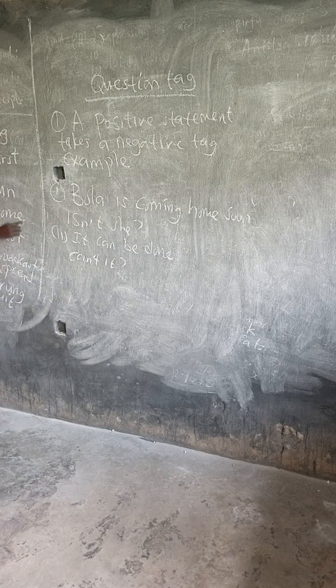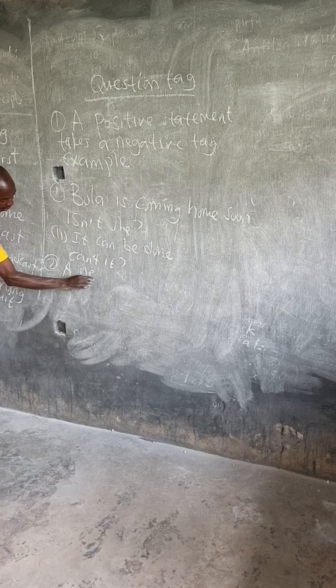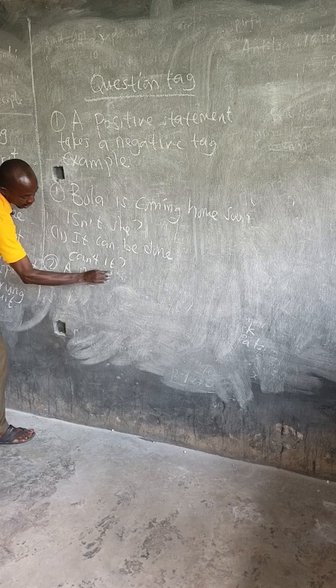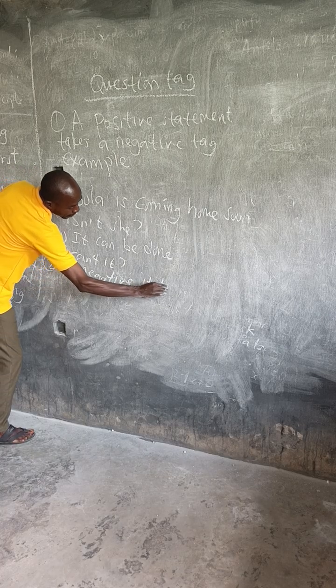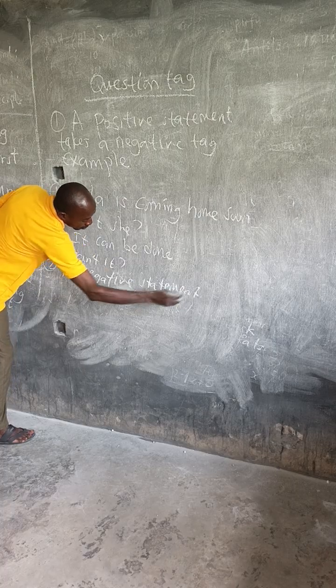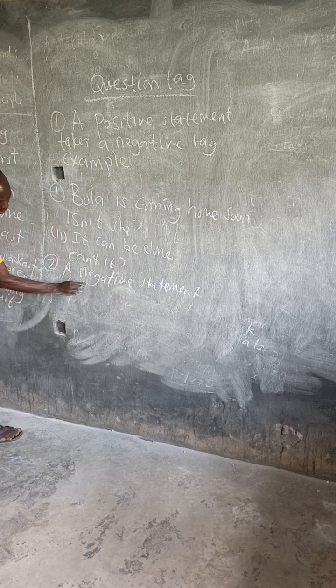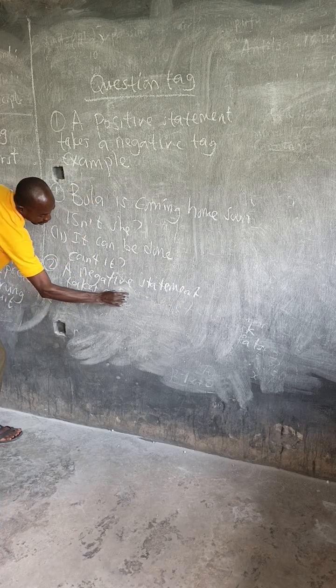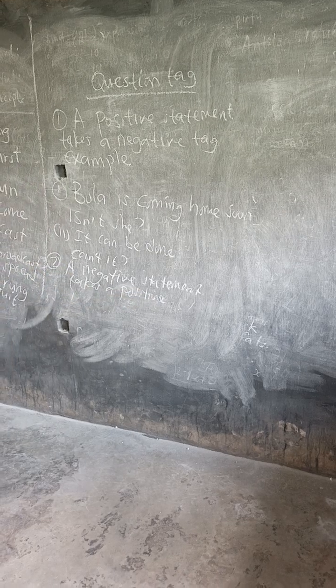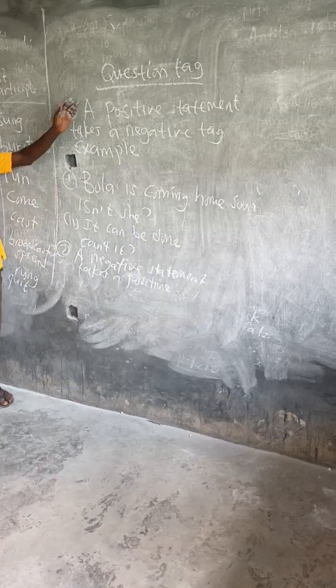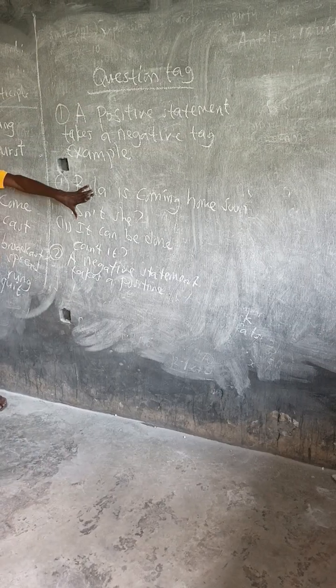So the second principle is what we call a negative statement, the opposite of this one. A negative statement takes what? Takes a positive tag. So in this case, it's just the converse of this one. The converse of this one just be like that.